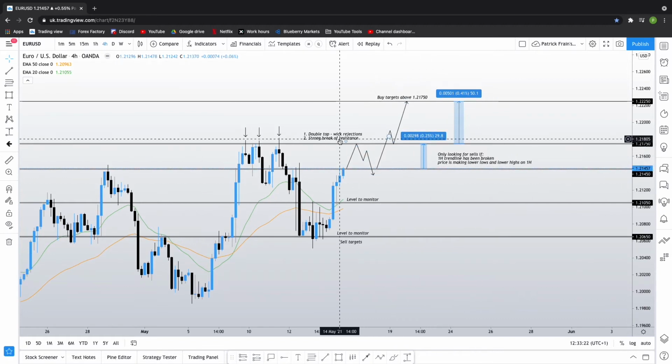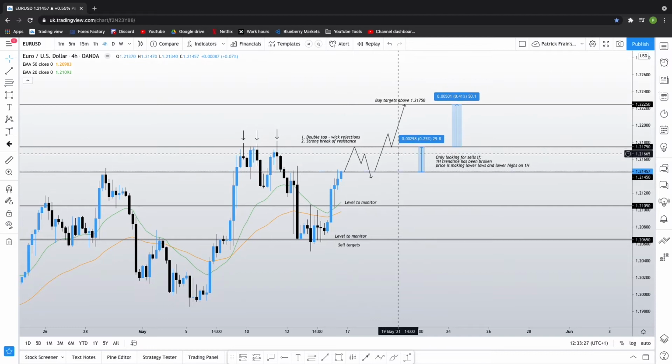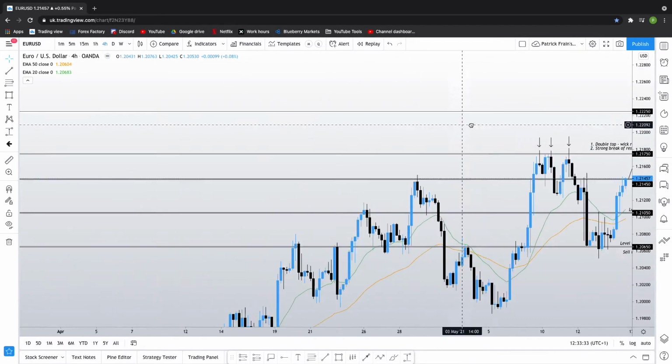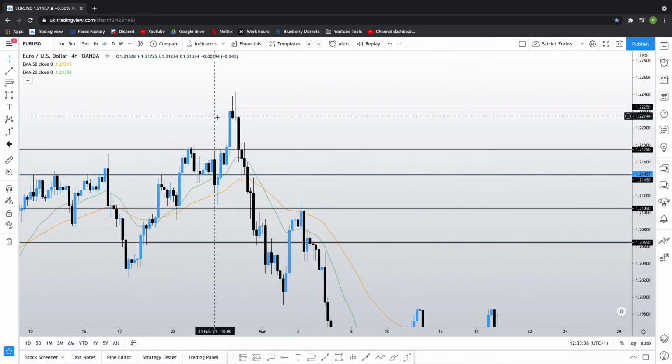The second scenario I will be looking for is a strong break of this resistance alongside a retest, and then we can look for buys with buy targets up at 1.22250, which is 50 pips above this level and is also this swing high to the left hand side.